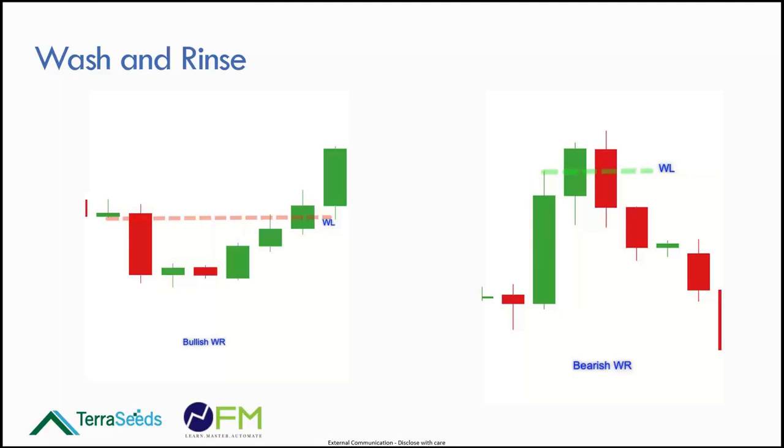Okay, we call this red color bar a wash bar, and we call this green color bar that closed above the wash line a rinse bar. Later I will mark the wash and rinse for you. In the wash and rinse pattern, what we are interested in is understanding the dynamics of the market. We want to know who is losing money and who is winning money at that point in time. Remember, people have shorted in the wash bar, and when they see price closing above the wash line, that becomes a rinse bar, and your entry would be at the rinse bar, on the completion of the rinse bar.